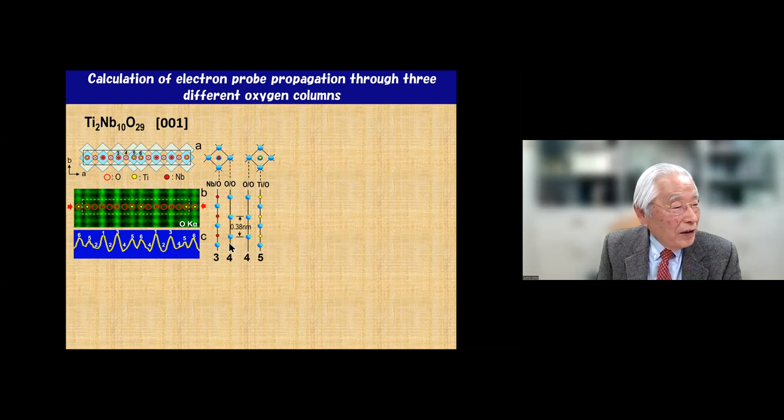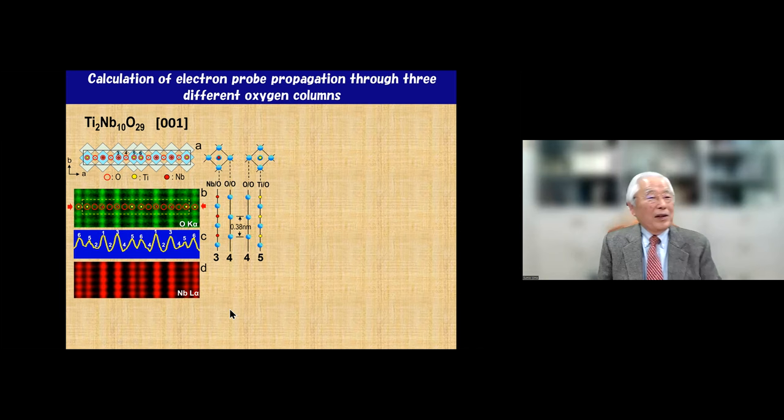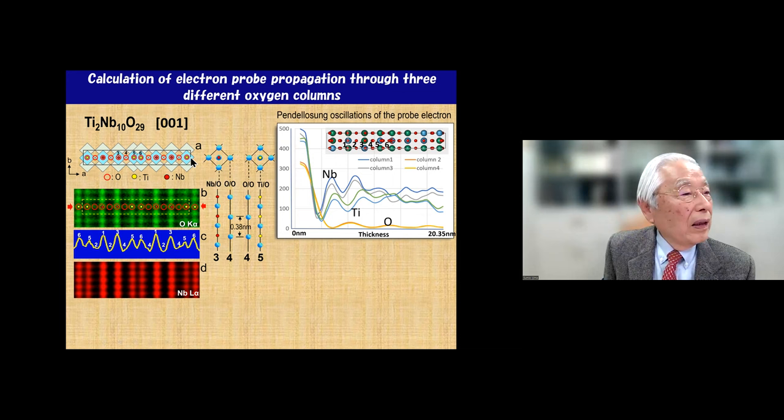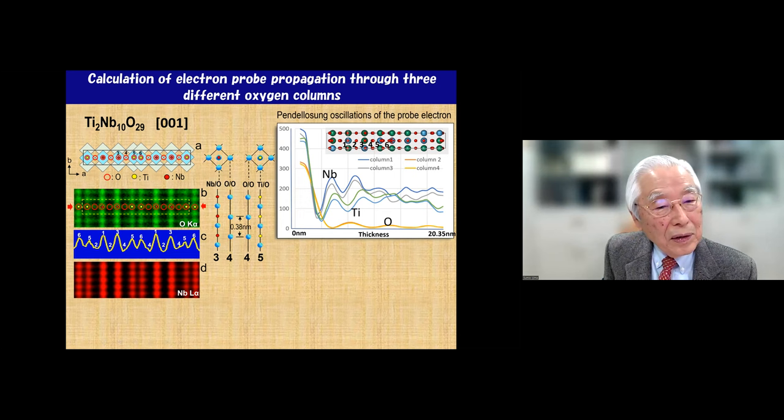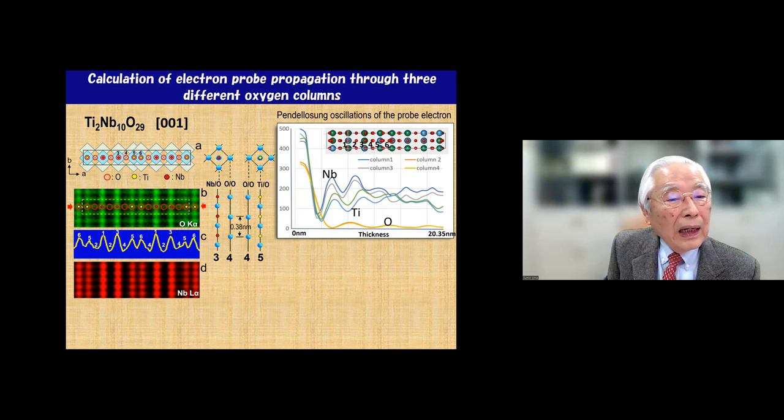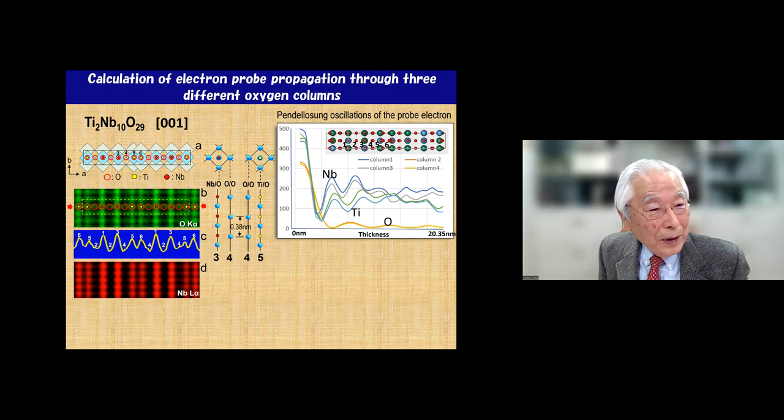The explanation is already known. We calculate the probe intensity coming through these individual columns. These are the structures, and for the niobium column, this is the depth of our sample, 20 nanometers, and the intensity oscillates with the thickness. This is what we call the pendellösung oscillation, which is well known. If you look at the titanium, the periodicity is larger, and for oxygen the intensity is very weak and the oscillation period is very large.